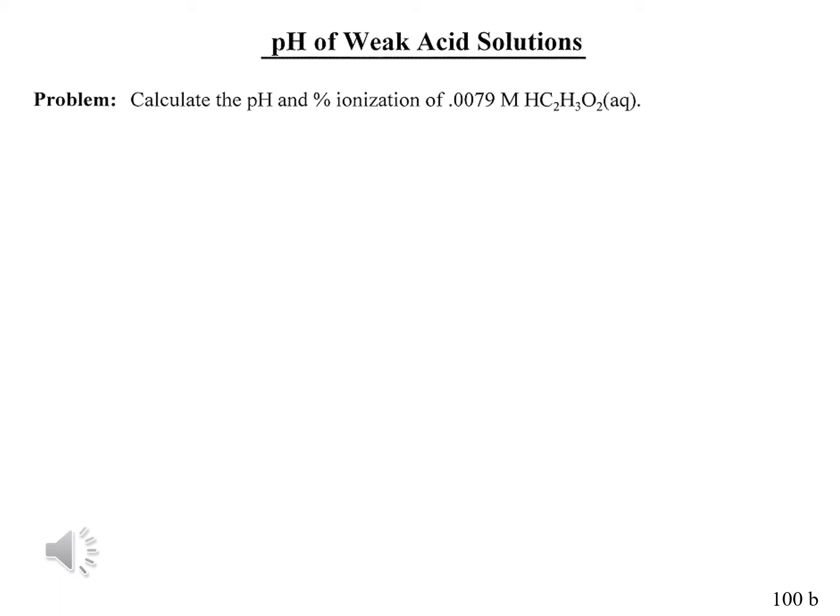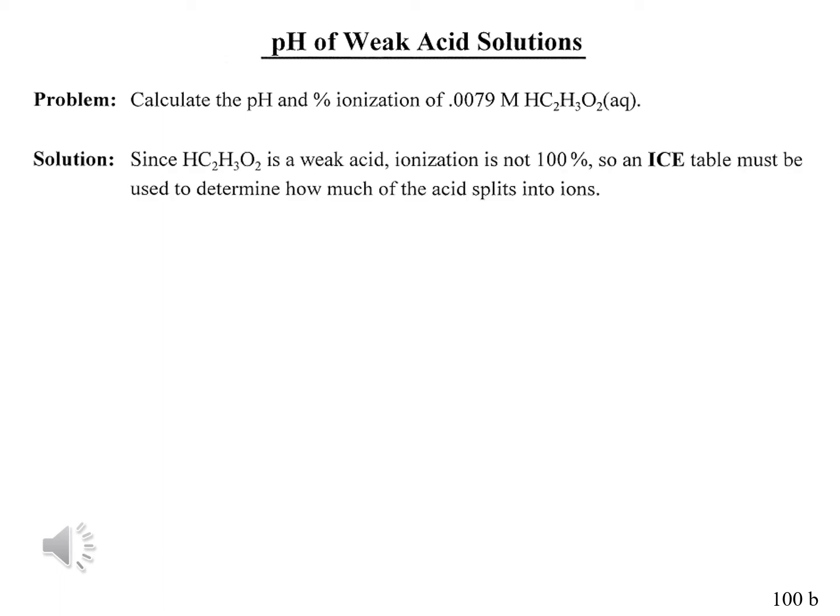I'm going to ask you for the pH and percent ionization of the same concentration of acetic acid. And acetic acid is a weak acid because it's not one of the 6, and it's also in your table. Since the acid is weak, we don't know how much of it is going to split apart, and so you need to introduce an X into the problem. Whenever you introduce an X in an equilibrium problem, that's when you have to make an ice table.